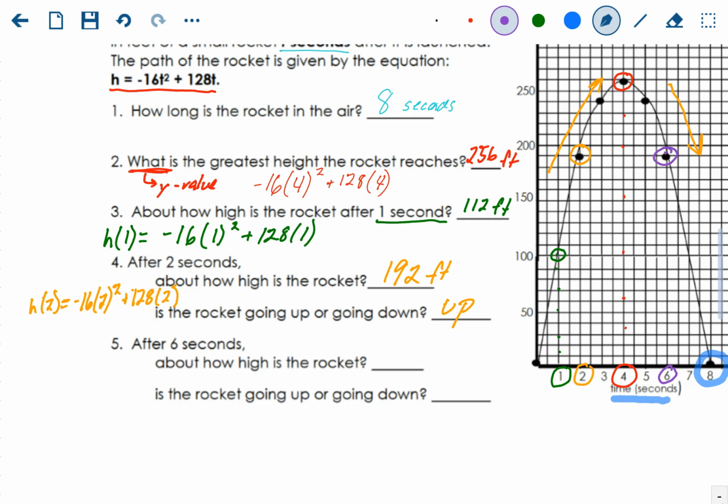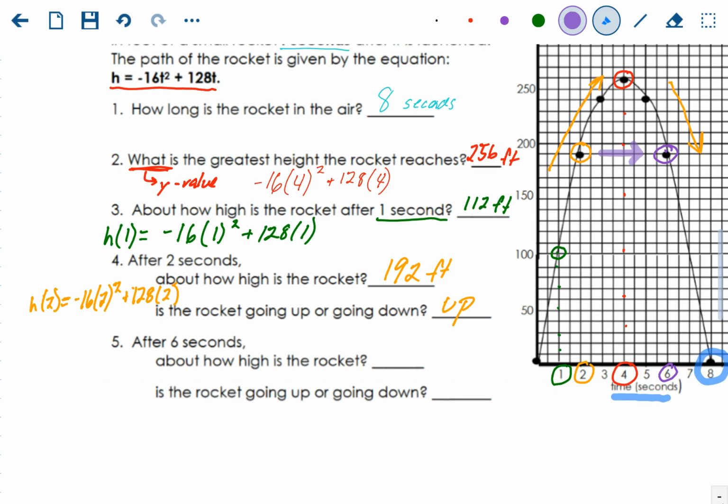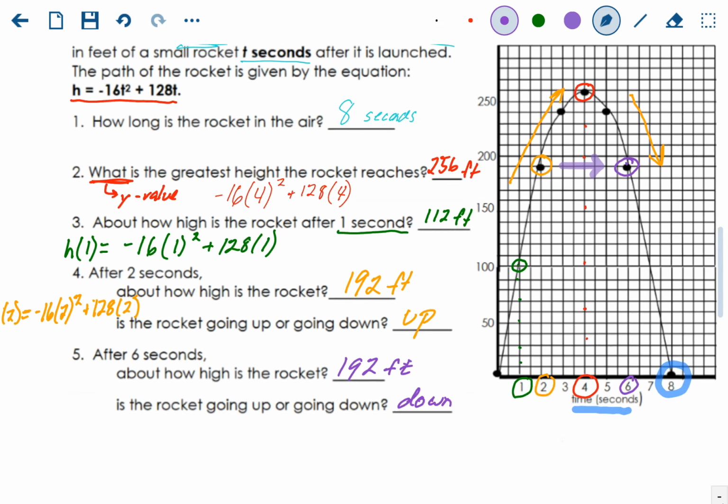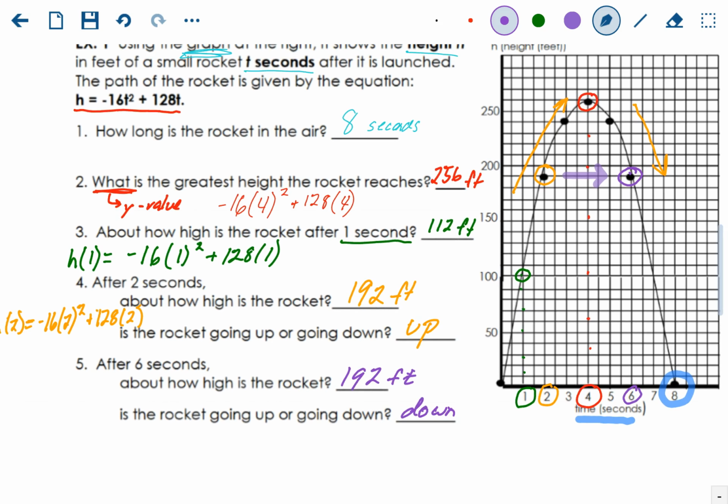Number 5, after 6 seconds. 6 seconds is right there on the graph. You could plug in 6, but again, remember, parabolas always reflect. So this is the reflection of the 2-second point, which means it's also 192 feet, which means we don't have to do any work. You can plug it in and you will get the same answer, but since it is the reflection, we don't have to. And this one's on the downhill slide, so it's past the vertex, so it is going downhill.